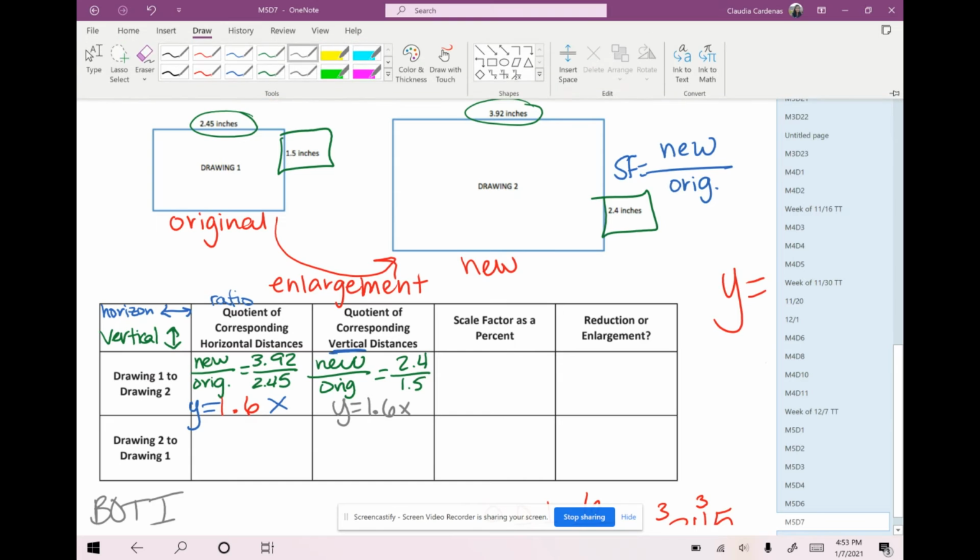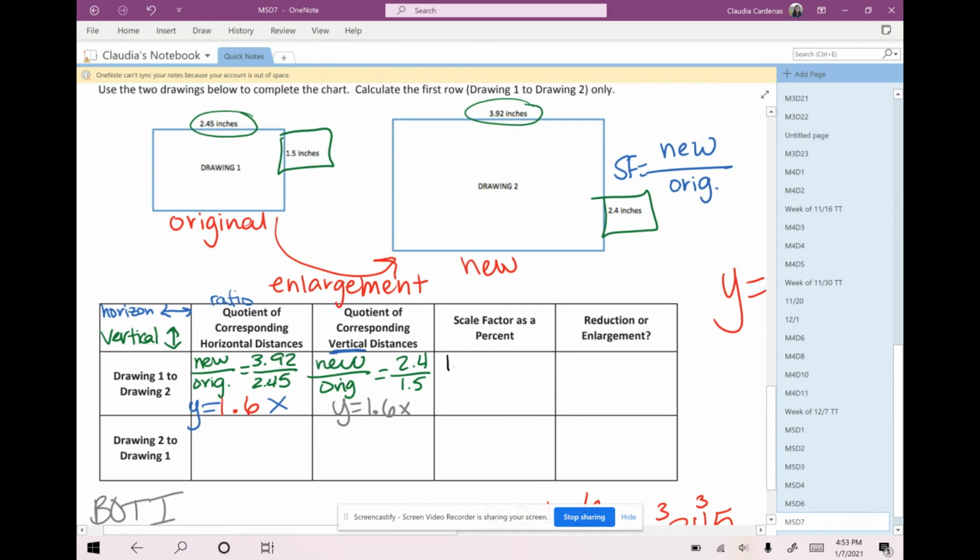Now we know to easily change that to a percent for this box, we use Dr. P to move it over 2 places to the right. So therefore we move it 2 places and fill with a 0. So our scale factor is 160%. So is this a reduction or an enlargement?